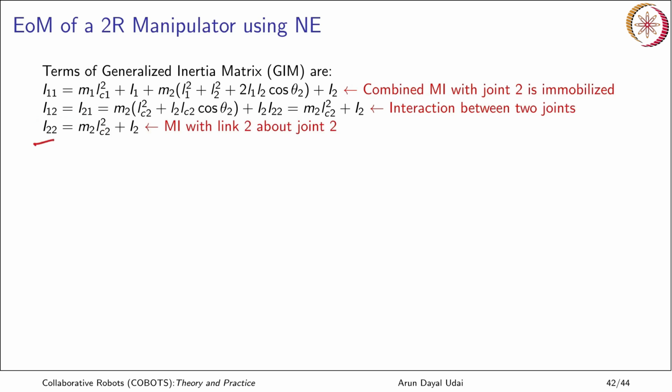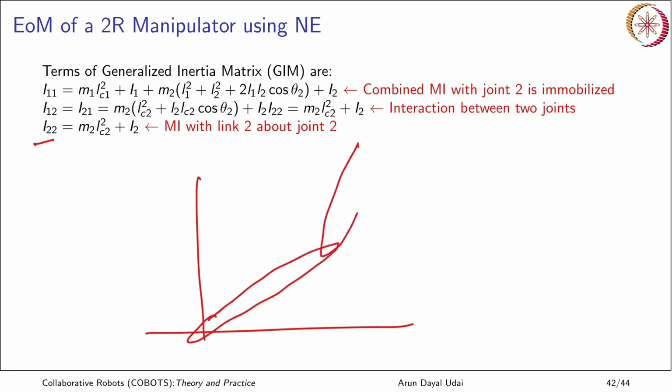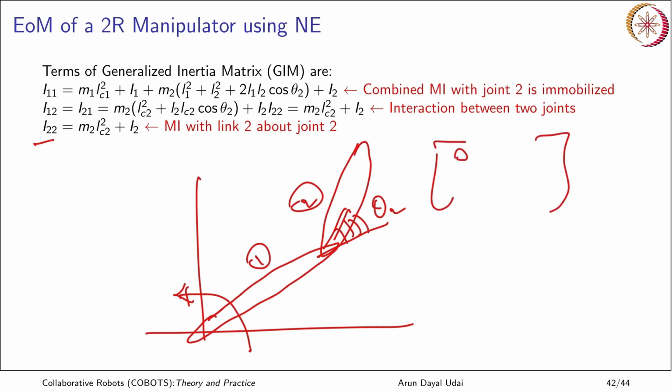So, what is the significance of this? Let us say you have your link which is like this, first link and the second link. If I freeze this second link over here at an angle theta 2, so whatever is the torque that comes here, it is because of the combined motion of link 1 and 2 together in this configuration. So, that is the first term of your matrix, of the generalized inertia matrix. So, this is the combined moment of inertia about joint 1 with joint 2 immobilized. Okay. It is not moving with respect to link 1. So, that is why this is such a big term.